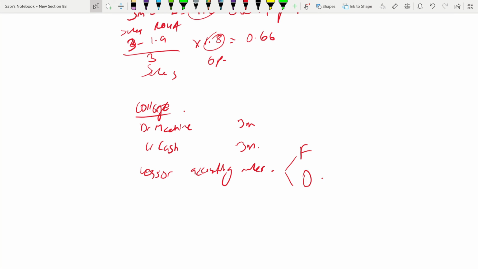Okay, so because it's an operating lease, college will record rental income in profit and loss on a straight line basis.